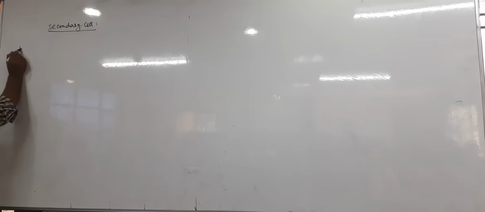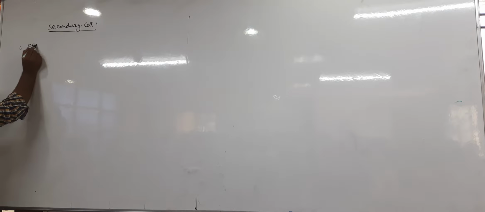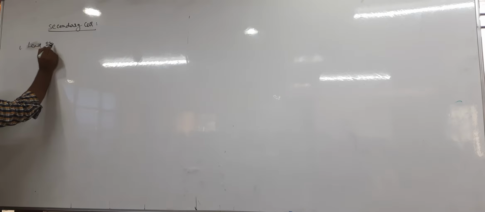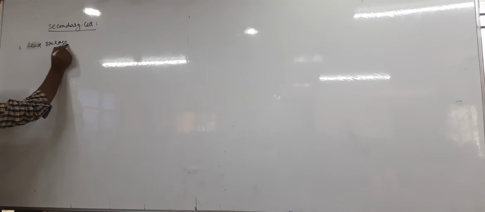There are two types of secondary cell. There are two examples, not types. So the first one is the lead storage battery, and the second is the nickel cadmium battery or nickel cadmium cell. So the first one is the lead storage battery. Tell me about the lead storage battery.